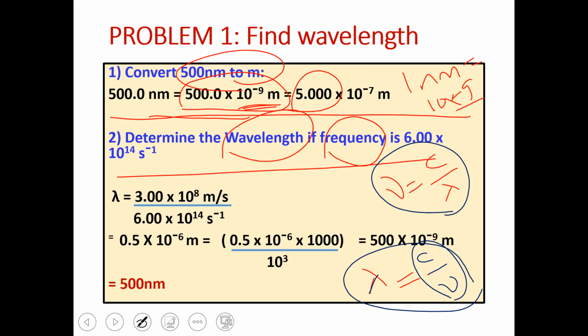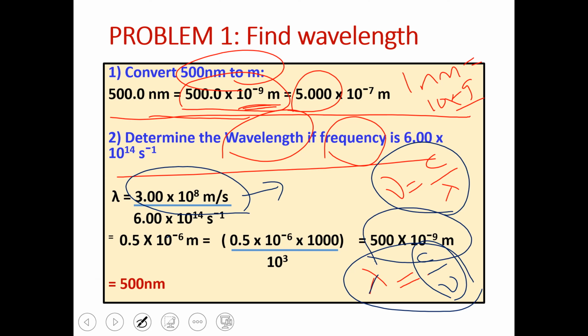So C by nu, what is C? The speed of light, or velocity of light. Students should be aware of this value. It's a constant, the speed of light. We have been studying it from our school days in physics class, right? So 3 into 10 to the power of 8 meters per second. And the frequency is given as 6 into 10 to the power of 14 per second. So this is the given value, and once you do the calculation, you will arrive at the final wavelength.